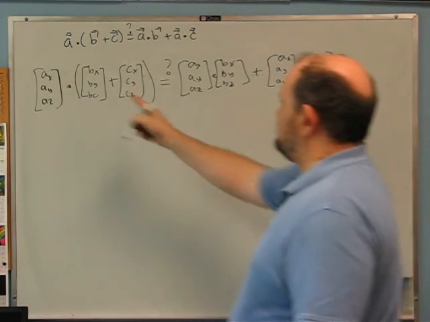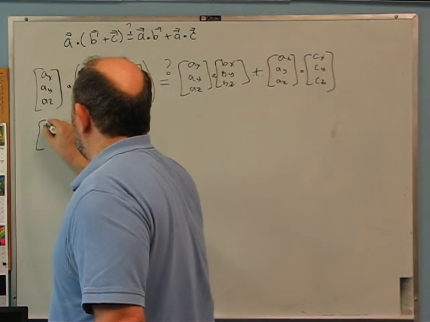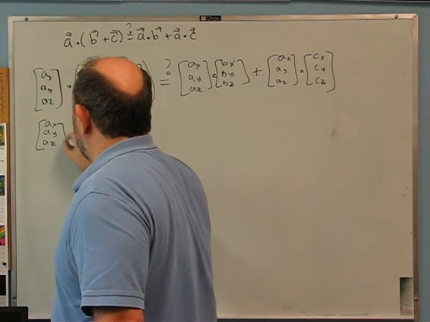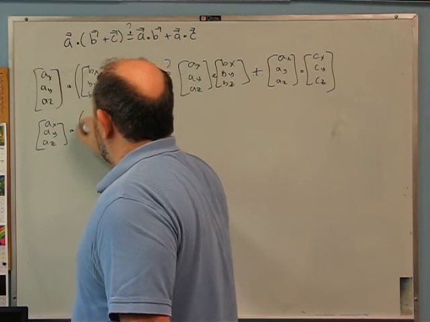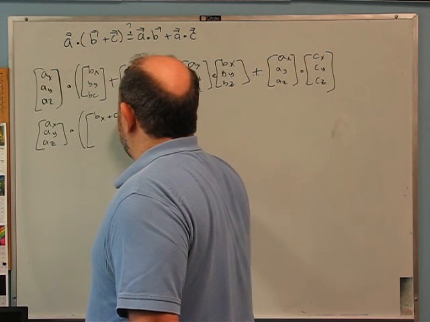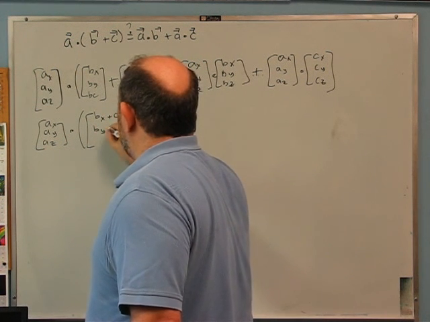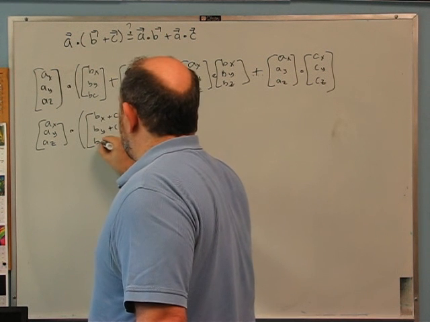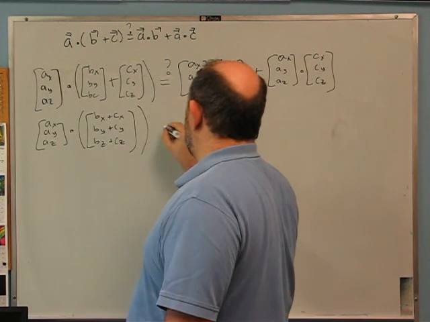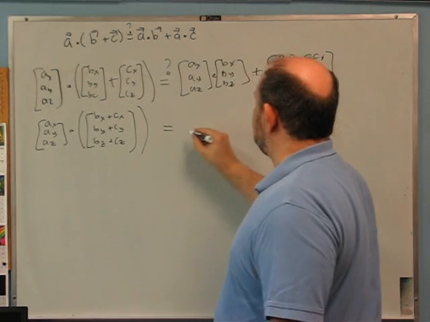Well, let's multiply this out. I'll do this first. So we have (ax, ay, az) dotted with, let's do this vector sum, (bx plus cx, by plus cy, bz plus cz), right? Dot those two vectors. Is that the same as, and I'm going to do out this dot product.